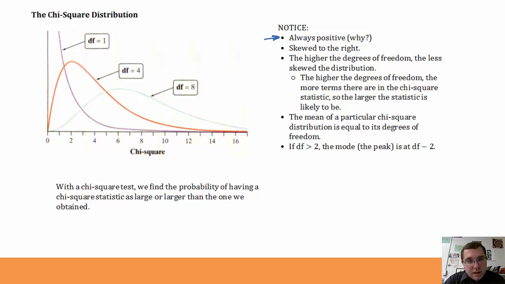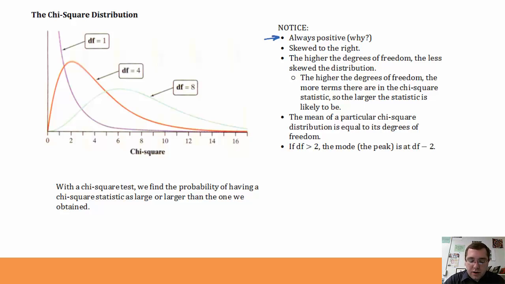The reason is that the higher the degrees of freedom, the more terms there are in that chi-squared statistic, so the more things we're adding together, and therefore the larger the statistic is likely to be. The mean of a particular chi-square distribution is equal to its degrees of freedom. So if there's a degree of freedom of 4, the mean, the average value, is 4.